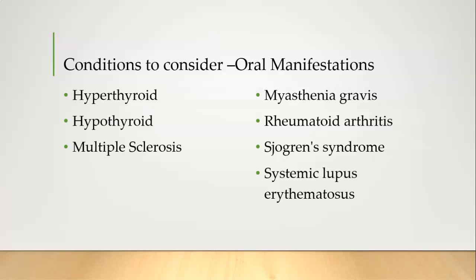Conditions to consider, oral manifestations. So common autoimmune disorders such as hypo and hyperthyroid, multiple sclerosis, myasthenia gravis, rheumatoid arthritis, Sjogren's, and systemic lupus all can have oral manifestations that we need to be aware of.